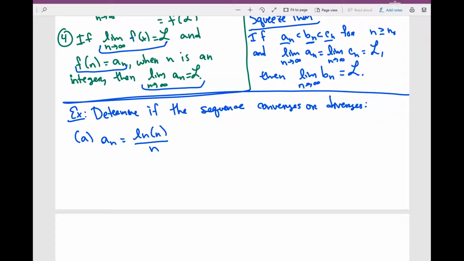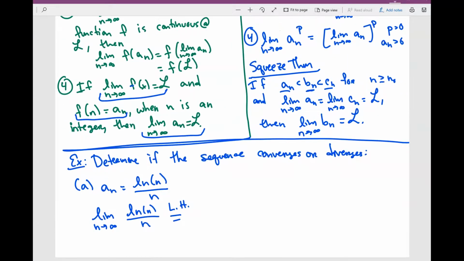Okay, so the first thing that you want to be able to do, let's go ahead and take the limit of this problem. So we're going to take the limit as n goes to infinity of this particular sequence, ln of n divided by n. Okay, so notice that if I were to plug in infinity, you're going to get infinity over infinity, which is an indeterminate form. So what we can do, let's go ahead and apply L'Hopital's rule, okay? Because we're basically doing number 4 right here.